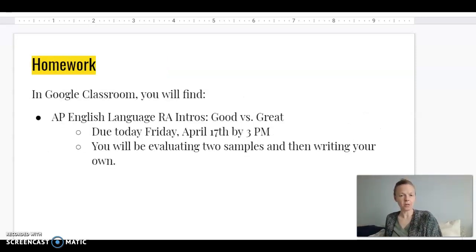And then your homework. The point of this today was to hopefully just give you some good examples, something you can refer back to as you look at this homework. So in Google Classroom, you will find an assignment. It's called AP English Language RA Intros, Good versus Great. And you are going to evaluate 2 samples and write about what you thought about each of them. And then you're going to write your own using the Thatcher piece. So you've already looked at the Thatcher piece and you probably have some good background on it. I've included that text again in case you want to revisit it or just refresh your memory. But you'll just be writing the intro.